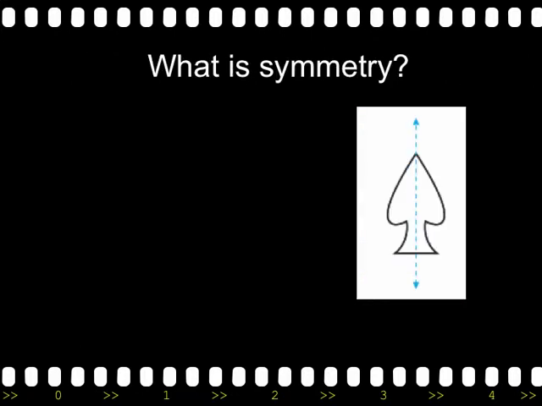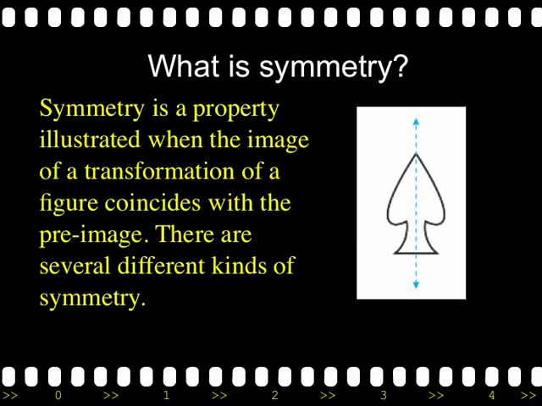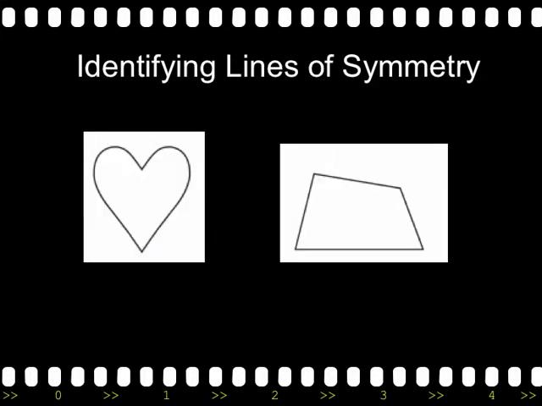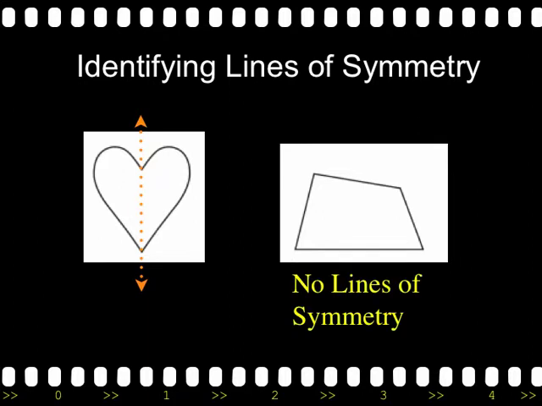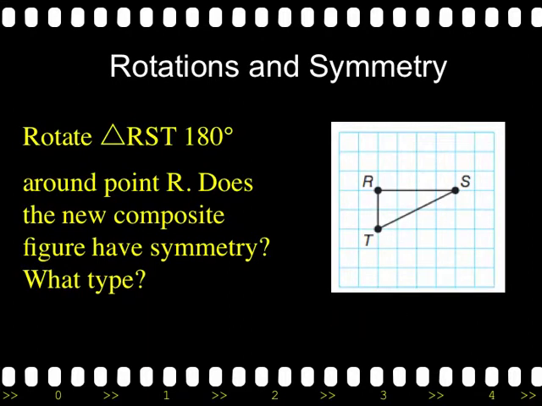Symmetry. If you were to fold this shape on that blue line, it would fold onto itself. So line symmetry is one type of symmetry. The heart definitely has one line of symmetry, but that quadrilateral has no lines of symmetry. Rotational symmetry is another type, and a rotation is also an isometry.